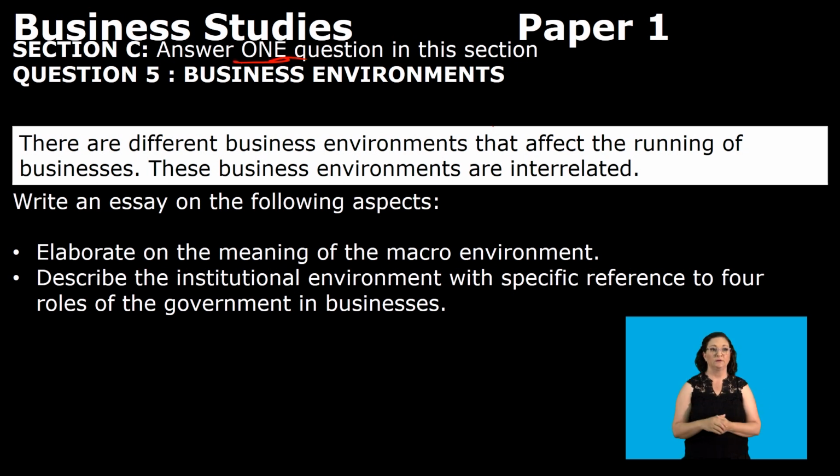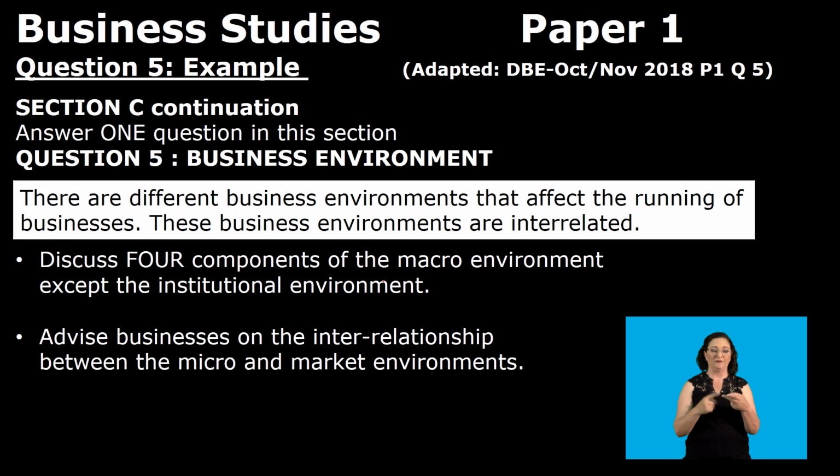So for question 5, you need to first read the preamble. This is the preamble that I was talking about: you read it, and then you write an essay on the following aspects. How many aspects? Remember, you should expect 4 aspects. So, elaborate on the meaning of the macro environment. That is number 1. Number 2, describe the institutional environment with specific reference to 4 roles of the government and businesses. Number 3, discuss 4 components of the macro environment, except the institutional environment. Lastly, advise businesses on the interrelationship between the micro and the macro environment. We've got 4 subheadings.